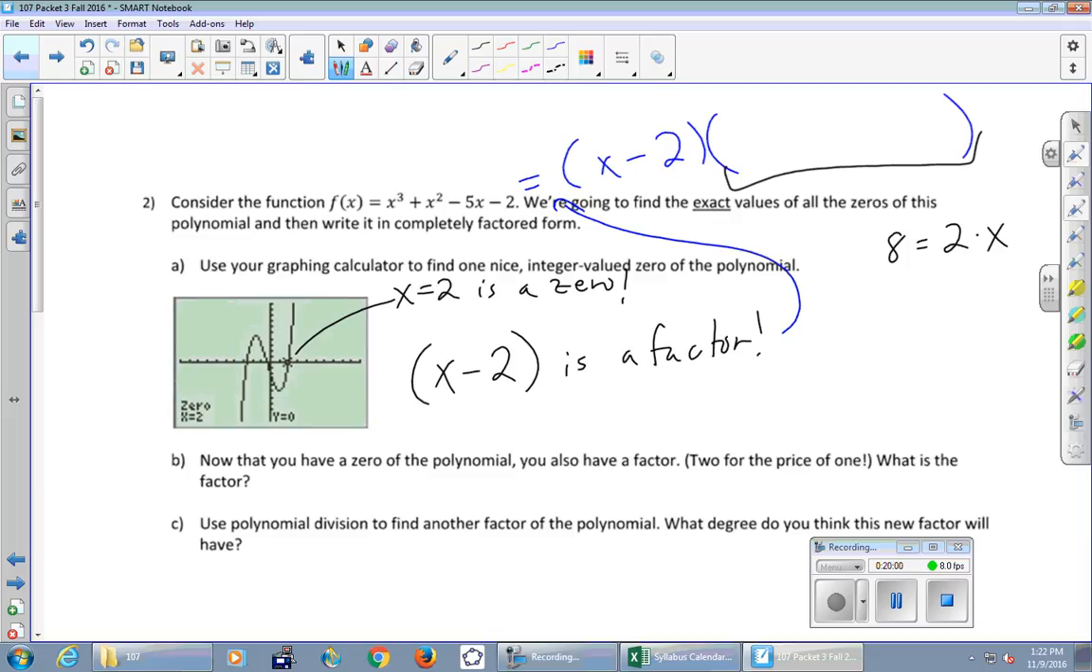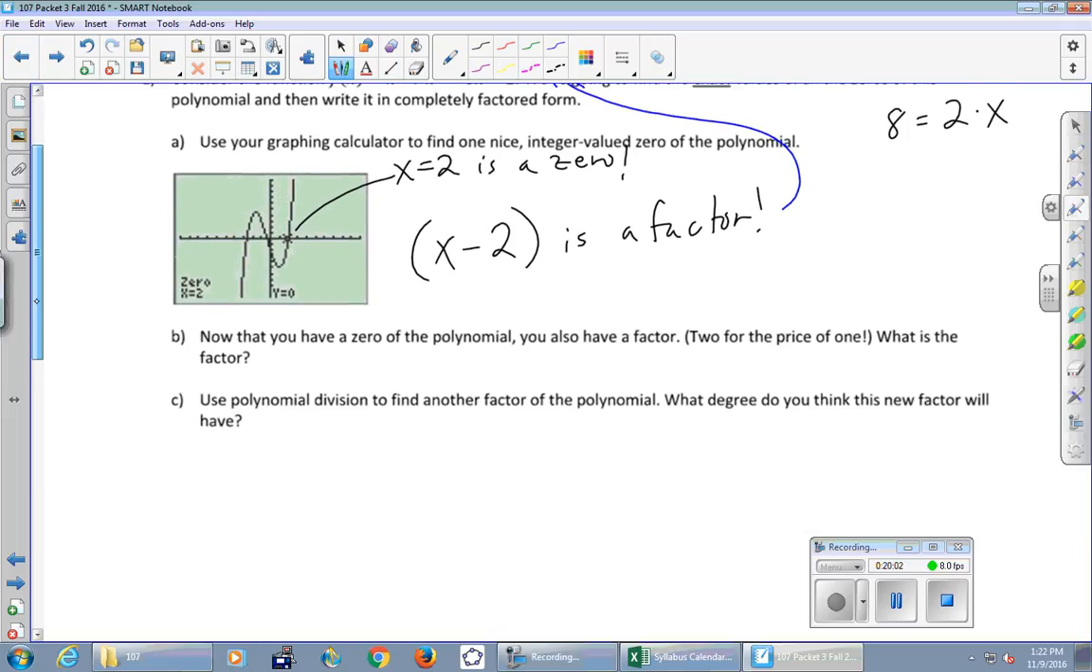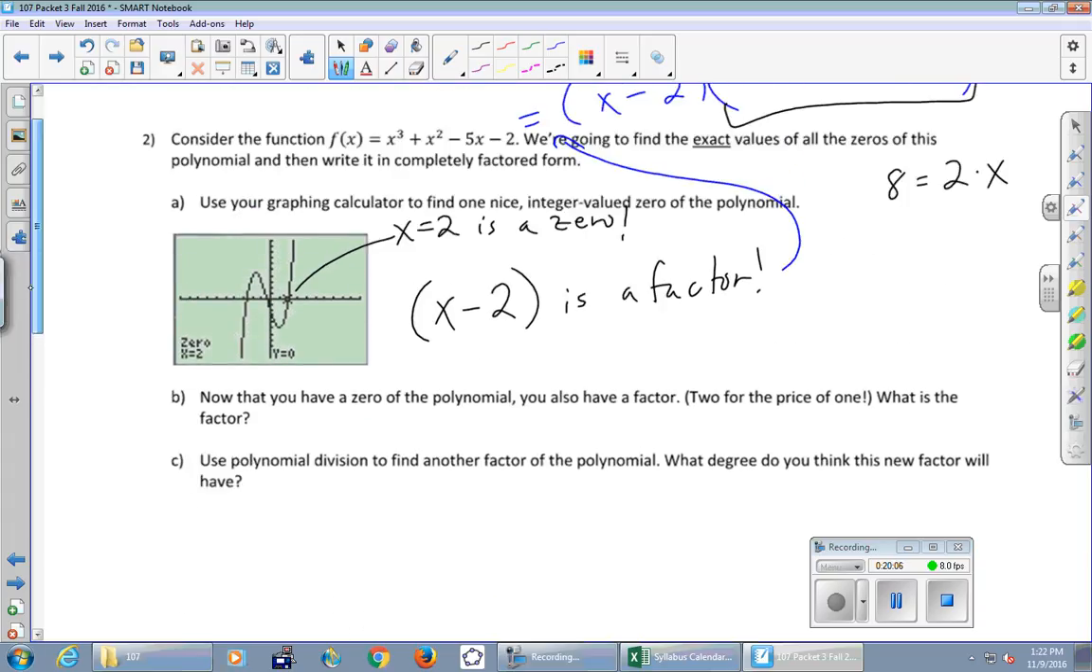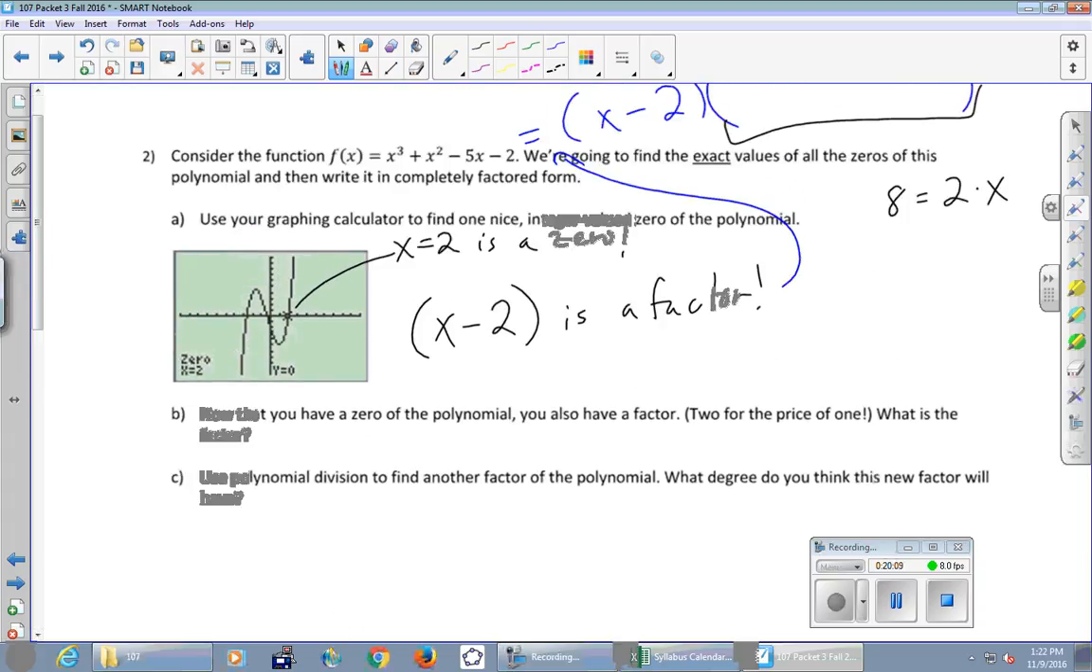So let's do our division. I'm going to write this. How do we want to do it? You guys want to do the division from last class, or do you want to do the synthetic division that we just saw earlier today? A couple of votes for synthetic. Yes, good, synthetic. Okay, let's do synthetic.